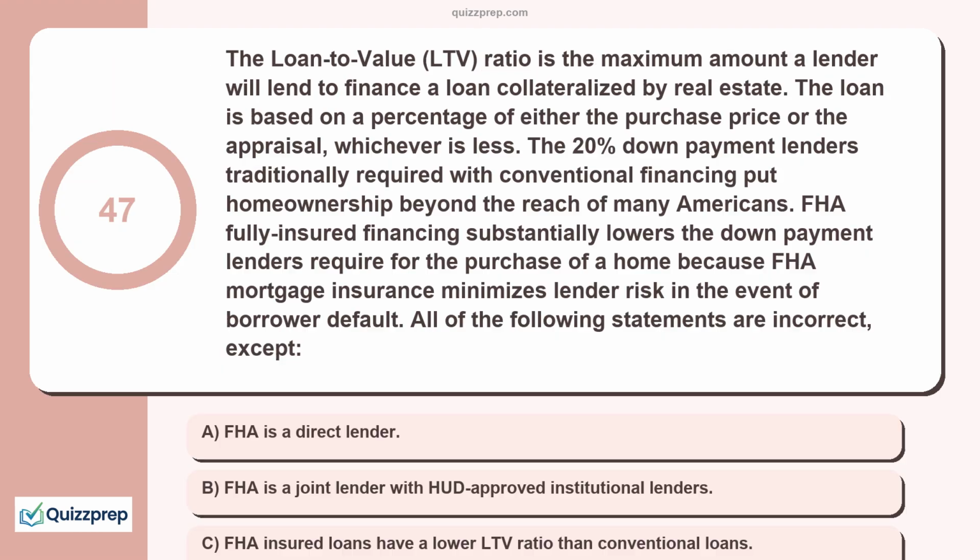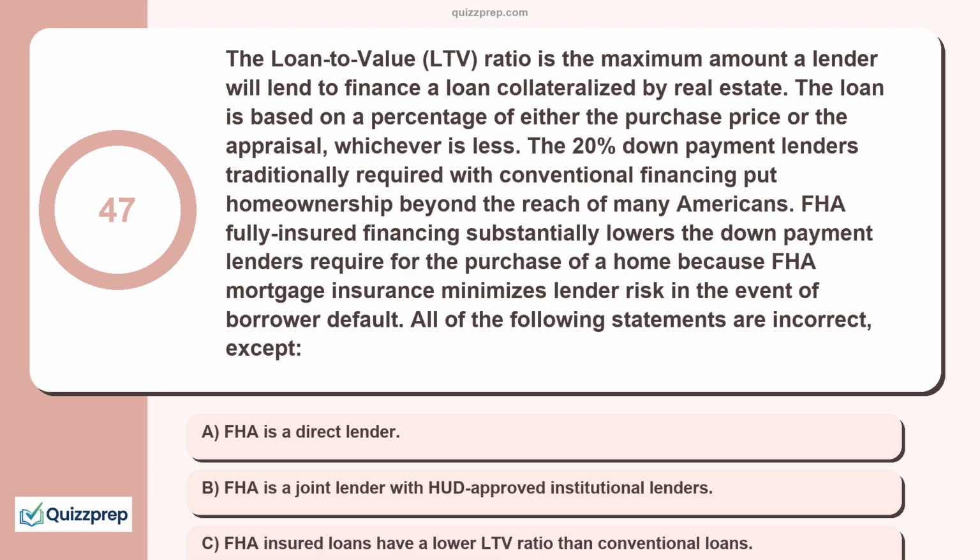Question 47. The loan-to-value, LTV, ratio is the maximum amount a lender will lend to finance a loan collateralized by real estate. The loan is based on a percentage of either the purchase price or the appraisal, whichever is less. The 20% down payment lenders traditionally required with conventional financing put homeownership beyond the reach of many Americans. FHA fully insured financing substantially lowers the down payment lenders require for the purchase of a home because FHA mortgage insurance minimizes lender risk in the event of borrower default.